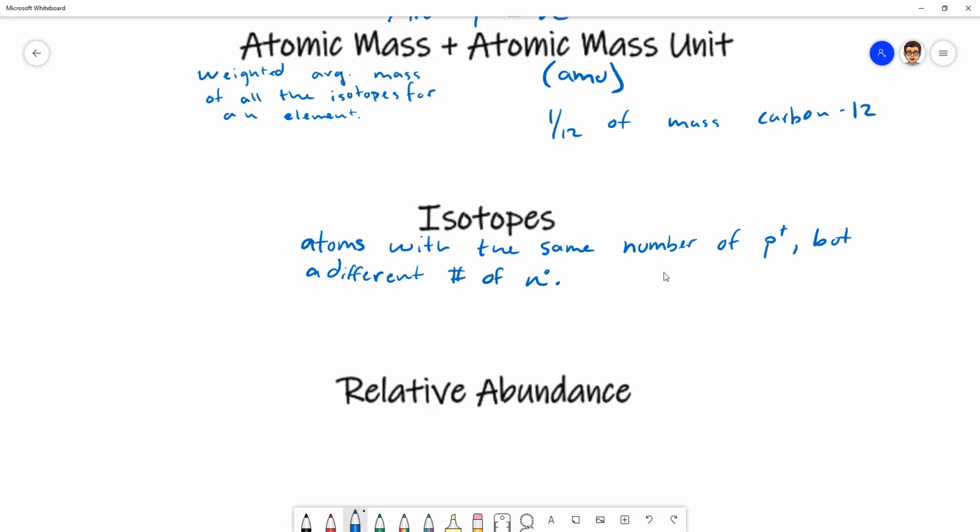So that's where you can have things like carbon-12, or you can have things like carbon-13. What you're saying here is that carbon-12 has 6 protons, 6 neutrons, right? And carbon-13 will still have 6 protons, because that never changes. But how many neutrons? It would have 7 neutrons, okay?